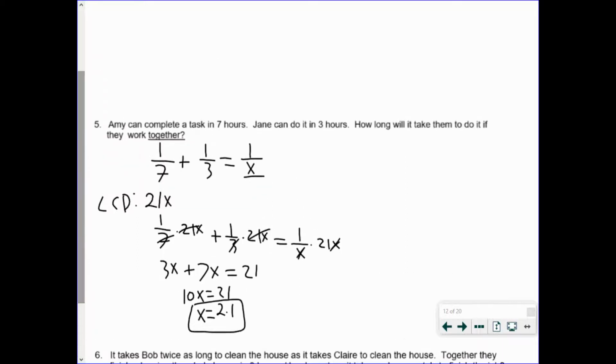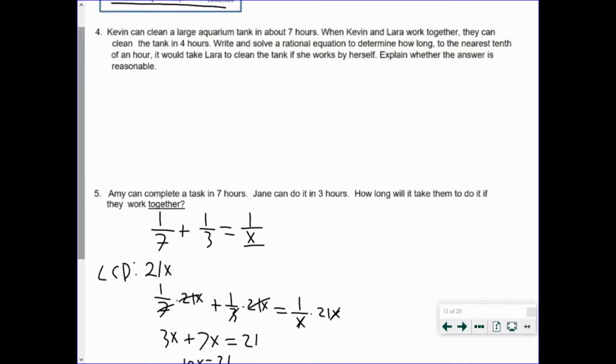All right? And now that we've got number 5, we can go back to number 4, and we can try solving it now. For number 4, we're told Kevin can clean a large aquarium tank in 7 hours, but when Kevin and Laura work together, they can clean the tank in 4 hours.